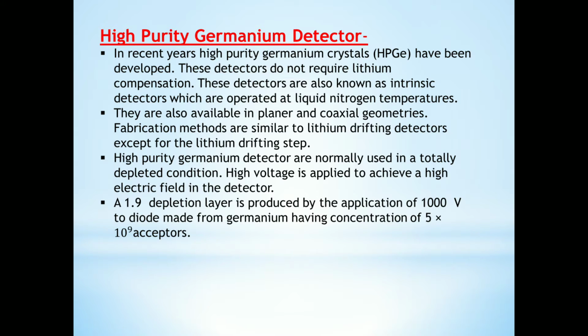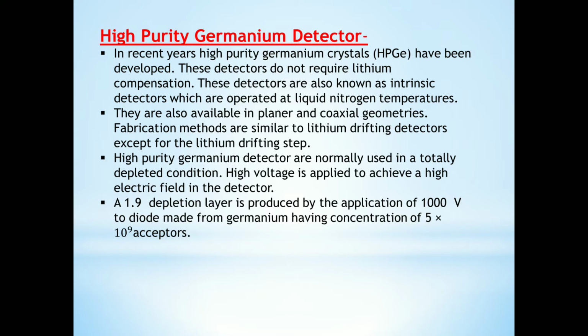Means what? Up to the silicon diode detector and germanium diode detector, the high purity germanium detector was not available. But in recent years, high purity germanium crystals have been developed. High purity means the impurity is nearly equal to 0. That's why the high purity germanium detector is also known as an intrinsic detector, because intrinsic means there is no doping. And that detector is operated at liquid nitrogen temperature.